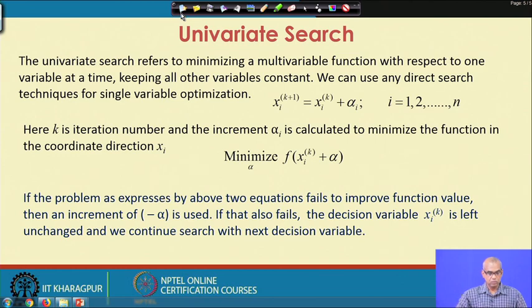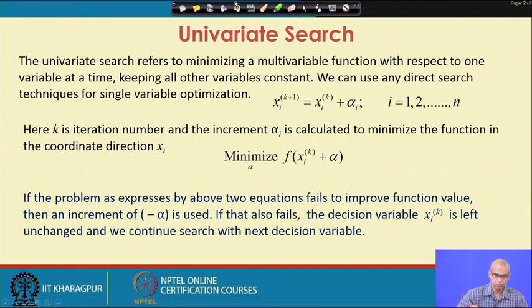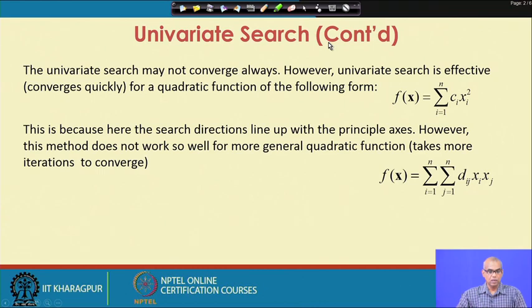Now, if that also fails, that means when the problem as expressed in the equation shown fails to improve function value, you first take an increment of minus alpha. If that also fails, the decision variable x I is left unchanged, and we continue search with the next decision variable. The univariate search may not converge always.